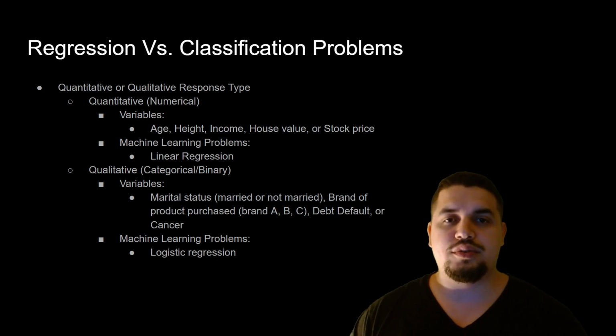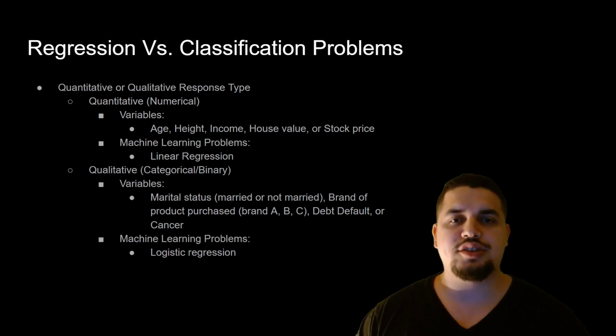Qualitative is categorical. Variables include a person's marital status, married or not married, brand of product purchased, brand A, B, or C, whether a person defaults on a debt, or cancer diagnosis. Methods applied to qualitative responses tend to be classification. Logistic regression is typically used with a qualitative, two-class, or binary response.